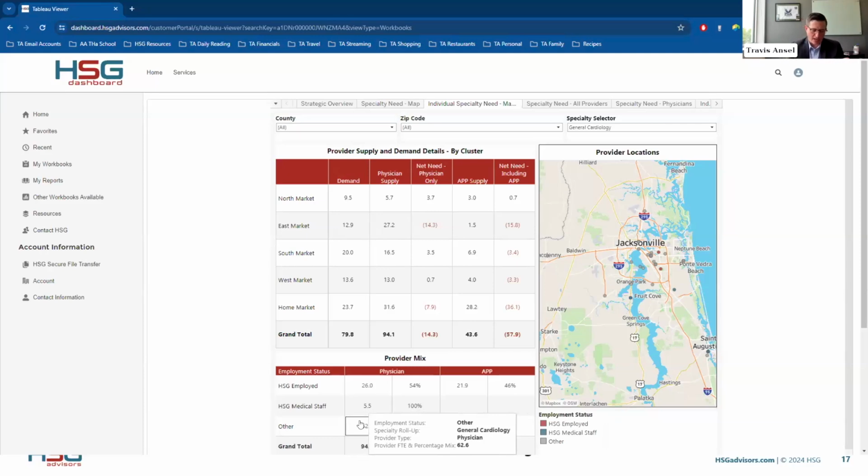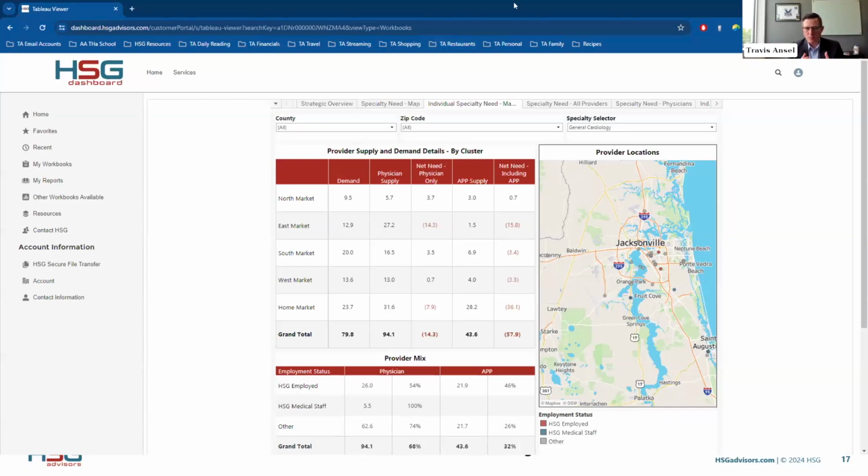For some clients, they might ask us to look at that from a who else is employed by a competitor standpoint versus who's independent. Some organizations just want to know, just tell me about me and then tell me about the rest of the market. But this provider mix table basically just gives us the ability to look at that provider complement by alignment with a health system or lack thereof.